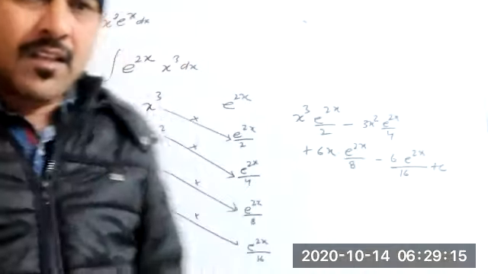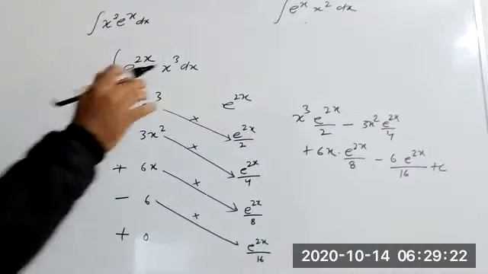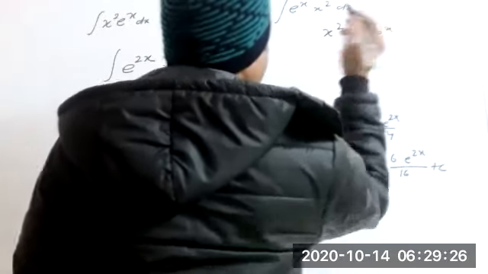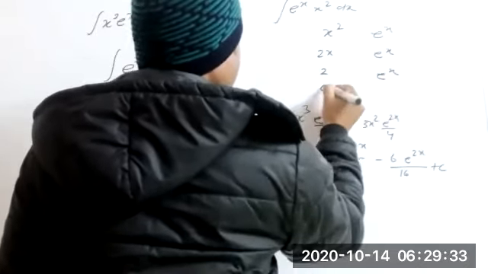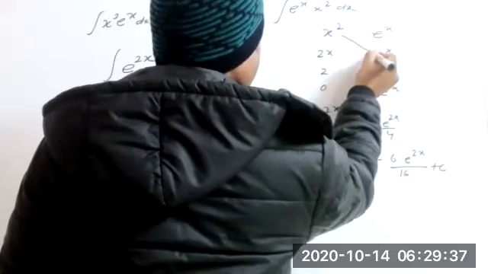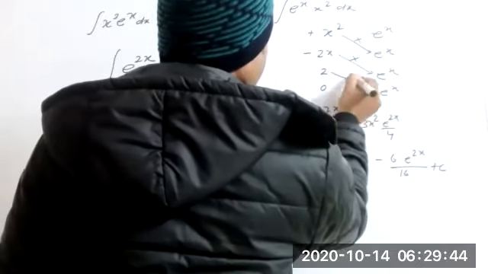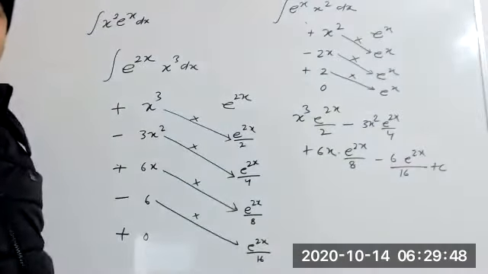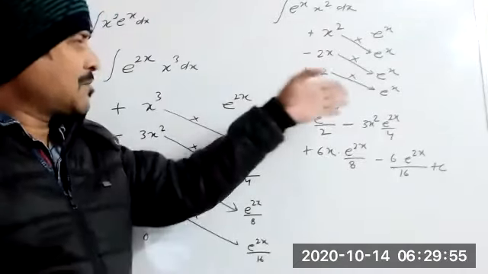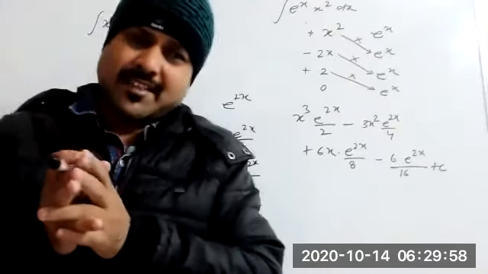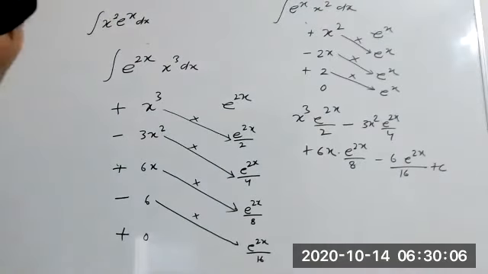Check the same thing here also. You can use it: x square, e to the x; derivative 2x, integration e to the x; derivative 2, integration e to the x; derivative 0, integration e to the x. Multiply: x square e to the x minus 2x e to the x plus 2 e to the x. e to the x common, that is the answer. Okay, going forward.